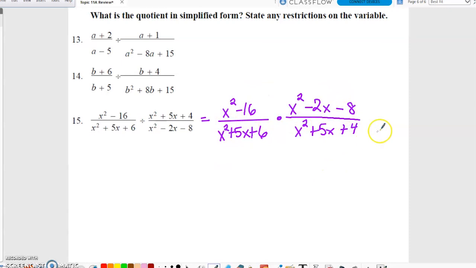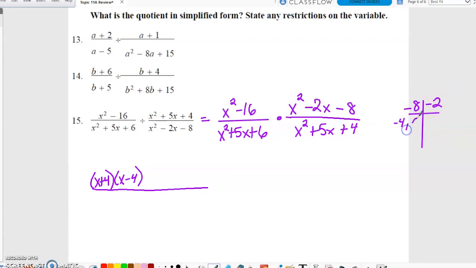So now I'm going to factor all of the things. We're going to write one gigantic fraction here. X squared minus 16 is a difference of two squares. The square root of 16 is 4. So this is going to become x plus 4 and x minus 4. My other numerator here, x squared minus 2x minus 8. If I factor negative 8, looking for a sum of negative 2, we're going to choose negative 4 and positive 2. So we're going to have x minus 4 and x plus 2.